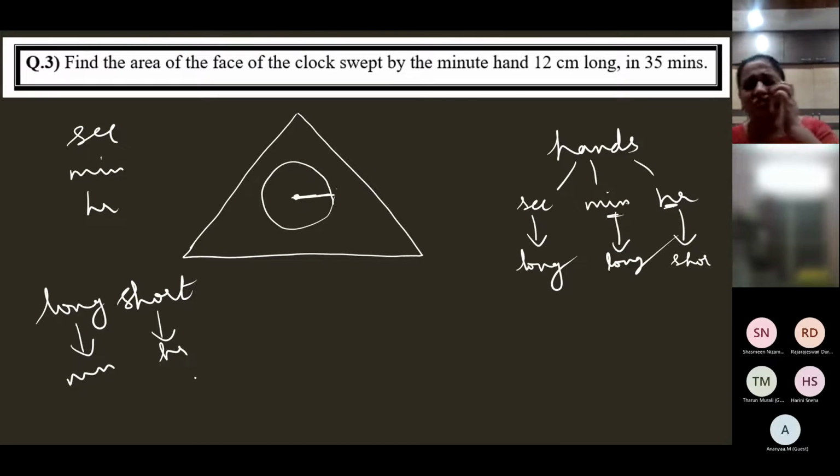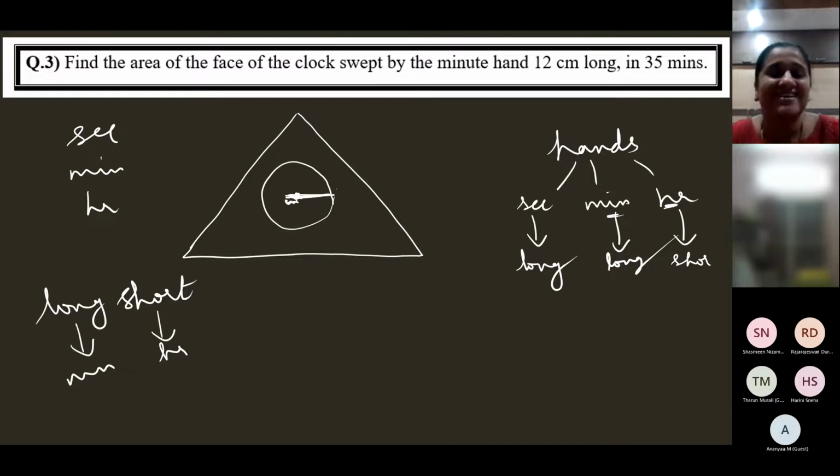Now, many questions will come to your mind, if I'm not confusing you. Sometimes the second hand will be a little longer from the center, like it will be from here. Such questions cannot be answered, so we're just ignoring this length. Don't get any more questions in your mind.